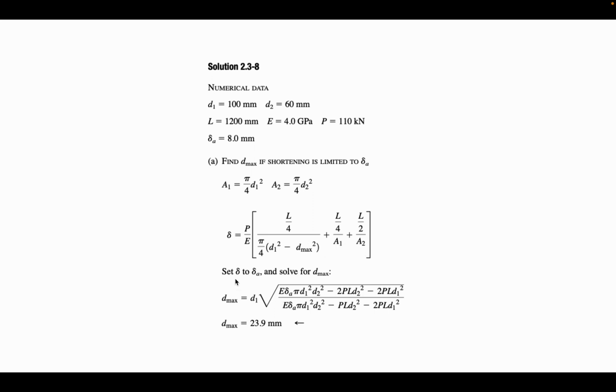Now firstly we'll have to set delta equal to delta A, and we further move to the solution for d max, which can be done by using the equation D1 root under E delta A pi D1 square D2 square minus 2PL D2 square minus 2PL D1 square, divided by E delta A pi D1 square D2 square minus PL D2 square minus 2PL D1 square, and finally by substituting the values and simplifying we get the value of d max as 23.9 mm.